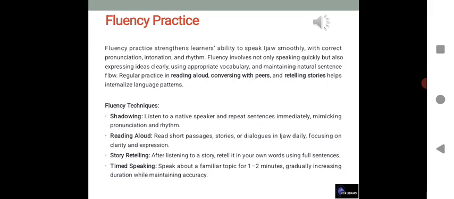Story retelling. After listening to or reading a story, learners retell it in their own words using complete sentences. This strengthens memory, sequencing skills, and spontaneous speech production.